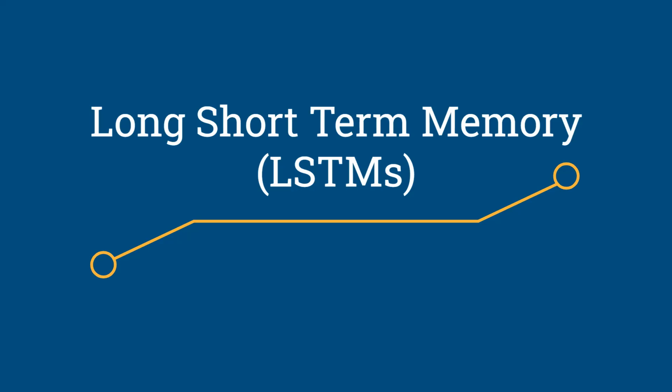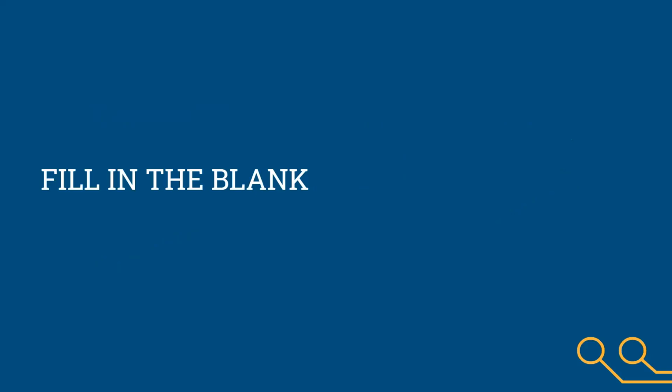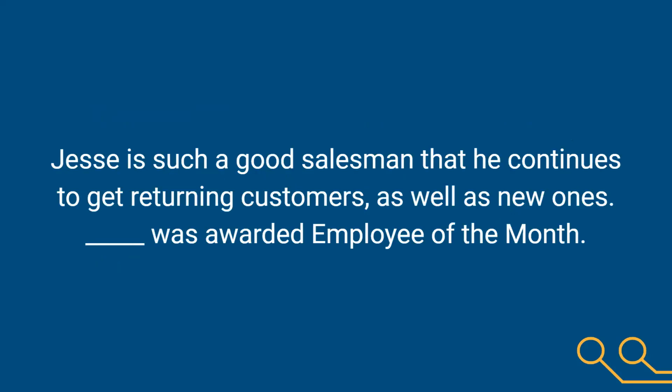Okay, let's keep going. So quickly fill in the blank again. Jesse's such a good salesman that he continues to get returning customers as well as new ones. Blank was awarded Employee of the Month. Jesse. Yeah, it should be Jesse, right? That makes sense to your brain, but for a computer, there are like 15 words in the way. That's not particularly easy to remember, and it takes a lot of memory in order to keep all of this in place. So we need to have a way to effectively manage and relate them to one another.